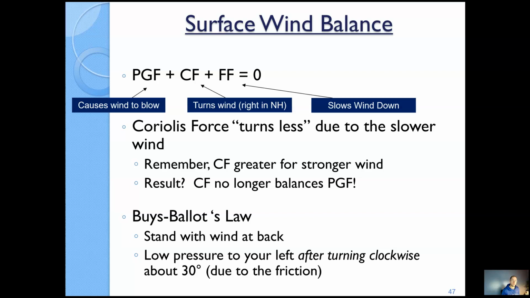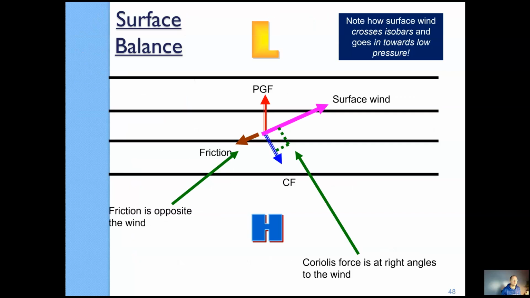Perfect world, sun shining, no pandemic, we'd go outside and we'd try Buys Ballot's law. The idea that if you stand with your wind at your back and you look like a real cool kid and put your arms out at your side and you can feel the wind and you turn clockwise about 30 degrees, your low pressure would be directly to your left. Believe it or not, we have done this in class, and it has turned out pretty well and accurate in terms of where the low pressure would be on a map.